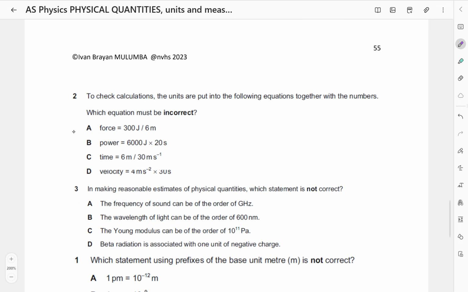To check calculations, the units are put into the following equations together with the numbers. Which equation must be incorrect?